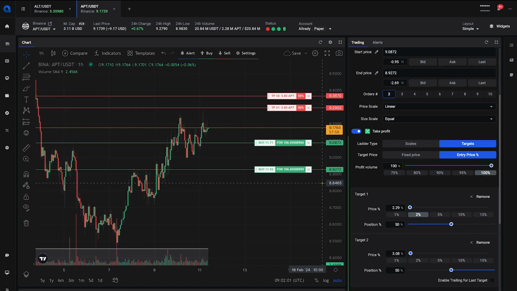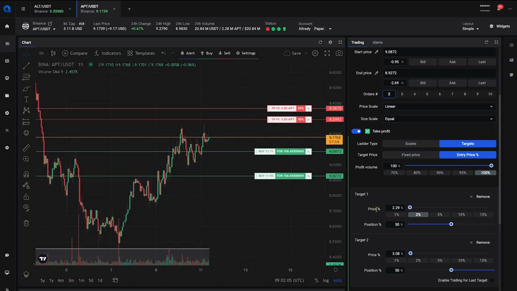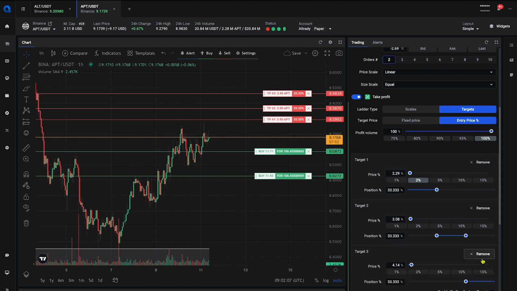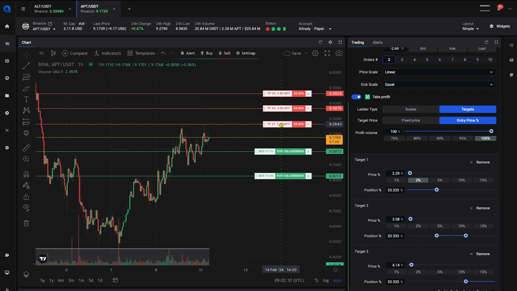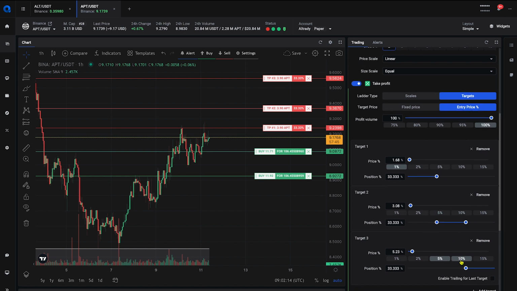Please note that the two Take Profit targets now have equal sizes. And when you add the third target, you will see the size is adjusted again. You can adjust the size levels by using the sliders. So let's use a 50% on the first and then a 25% on the second and third take profit order.